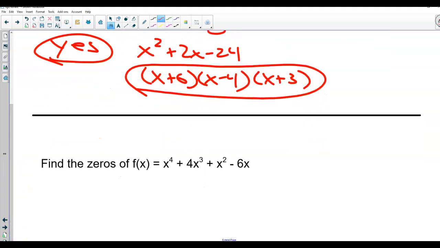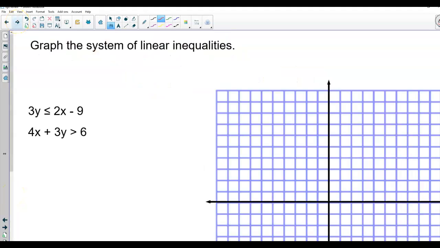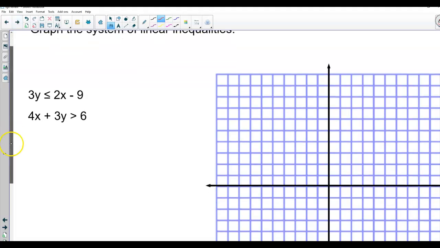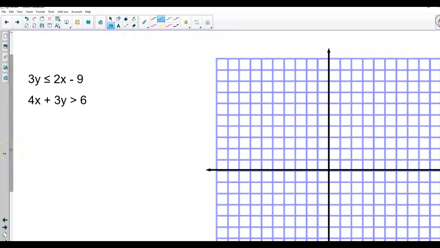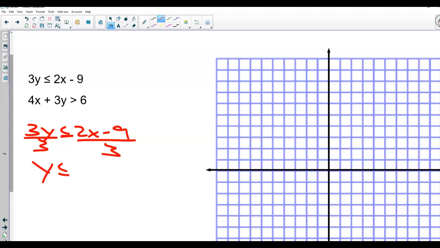We are going to skip this problem for right now and go back to it at the end. We're going to come to this problem here first, okay? Where we need to recall how do we graph a line? 3y is less than or equal to 2x minus 9. We divide by 3. We solve it for y. So you divide by 3, we get 2/3 x minus 3.